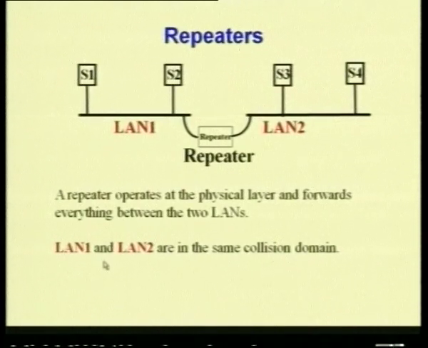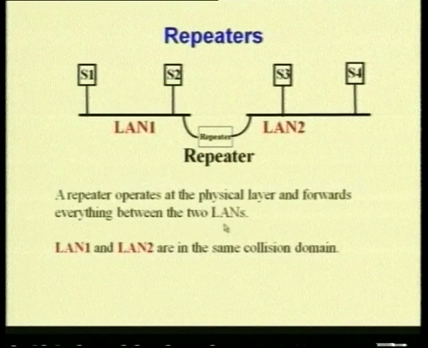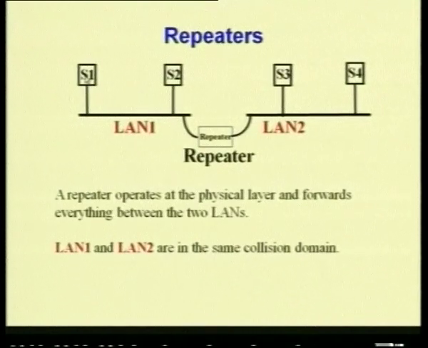So, what will happen is that LAN 1 and LAN 2 are in the same collision domain. That is, whatever is received here, the repeater will put it on this side. Similarly, whatever signal is there on LAN 2 will be put on LAN 1. So, the net result will be that all the machines which are there on both the LANs will all appear to be on the same collision domain. That is, if I have a transmission going from S1 to S2 and a transmission from S3 to S4, though they are on the two different LANs, their transmissions will collide. So, this is what we mean by saying that they are on the same collision domain.